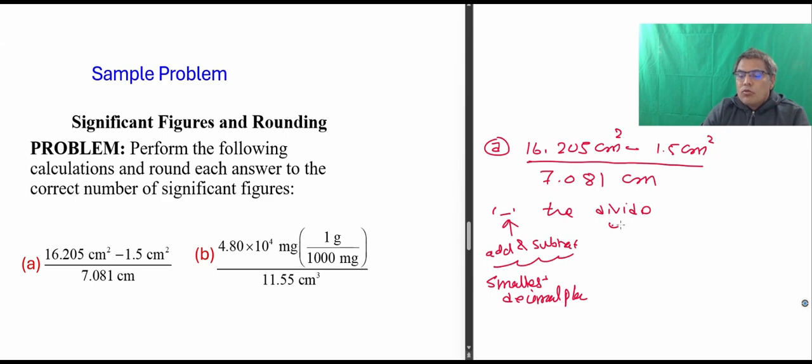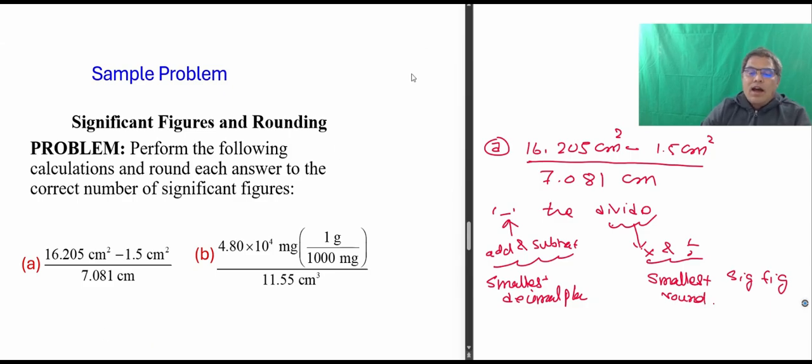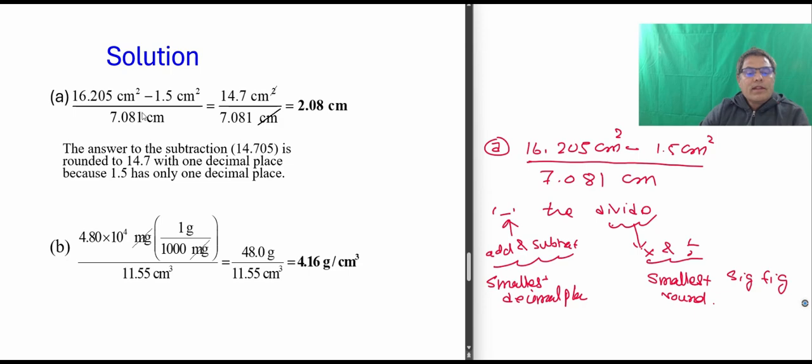And when you are performing the division, first of all you will subtract, then divide, right? When you divide, then you go to the multiplication and division rule, in which the smallest significant figures. So that's the rule. Now let's see how it has been solved. These two give you 14.7, after rounding.